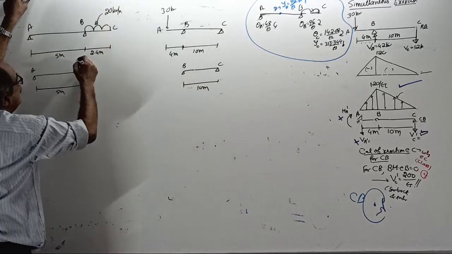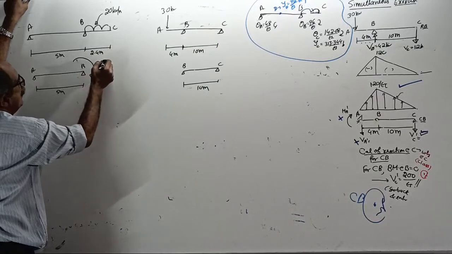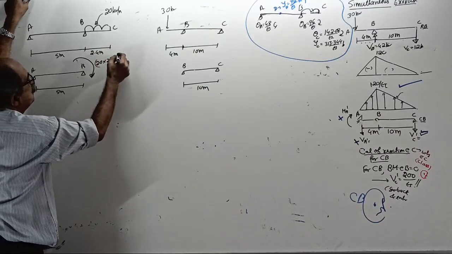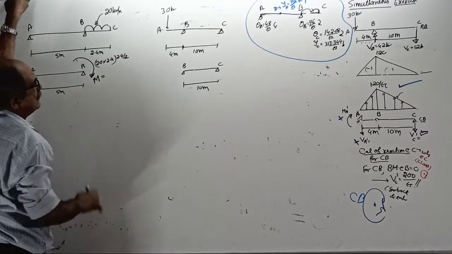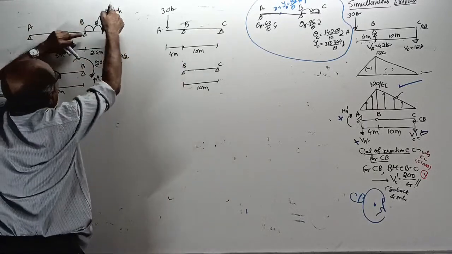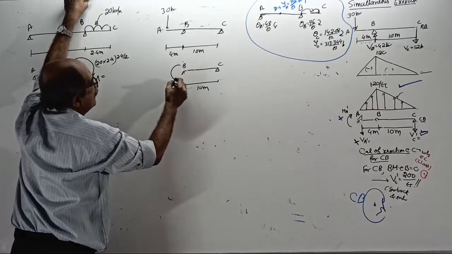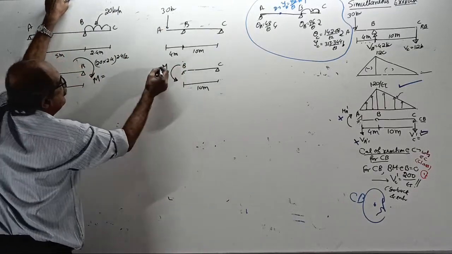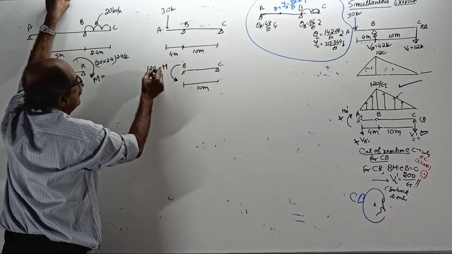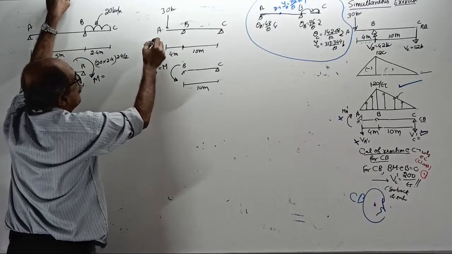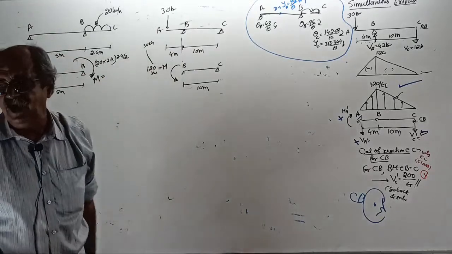Whatever load on the overhang is there, apply a couple. How much couple? Tell me. This couple is 20 into 2.4 into 2.4 by 2. That couple is called M. Tell the M answer. Here, if they give a point load into 2.4. Here, point load. Apply a couple M here. Tell me, this M, anybody can tell, 30 into 4 equals 120 kilonewton meter. How? No plus minus. Here anti-clockwise, here clockwise. This is actually the bending moment there only. How much answer?